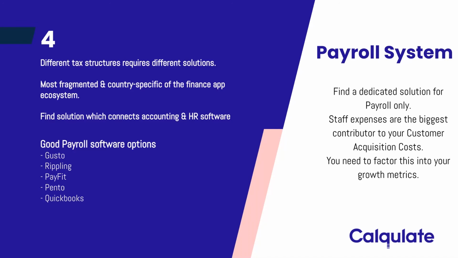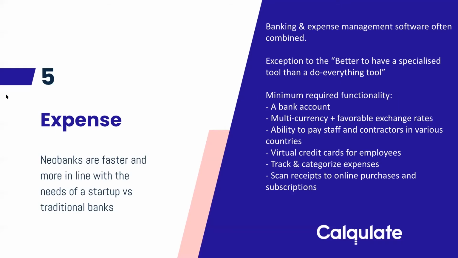So we've listed here a couple of good payroll software options. Gusto and Rippling are really good options if you're in the States. And then Payfit, Pento if you're in the UK or France, and QuickBooks works in a couple of different markets. All of these tools are really well connected in the finance stack. Payfit a little bit less, but they're also building integrations to other software here. So connectivity is key again over here. Let's go to the next slide.